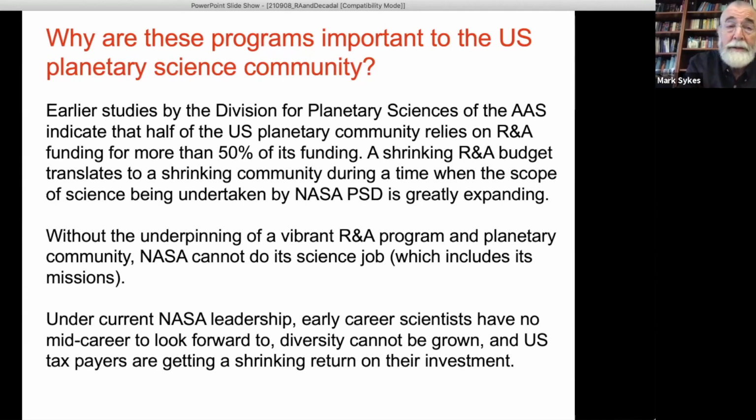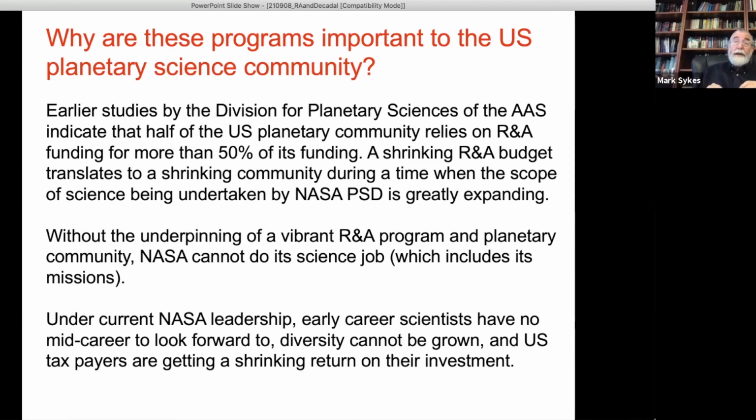And that's what this slide is about. So earlier studies by the DPS indicated that more than half of the US planetary community relies on RNA funding for more than 50% of their salaries. And so a shrinking RNA budget, which is what we have today, translates to a shrinking community at a time when the scope of science being undertaken by the NASA Planetary Science Division is greatly expanding. And so I would say that without the underpinning of a vibrant RNA program and planetary community, NASA cannot do its science job, which includes its missions.